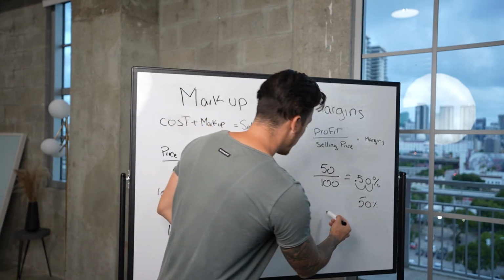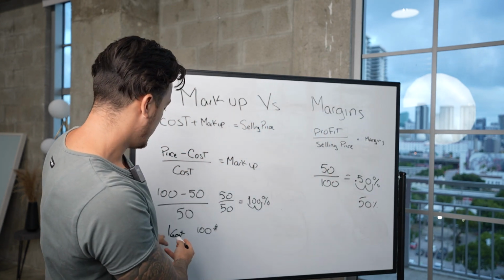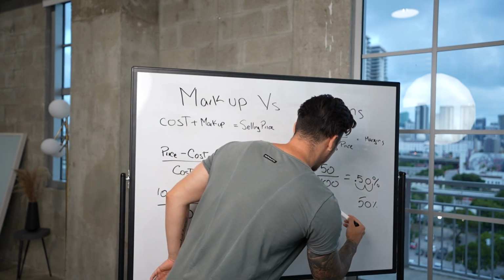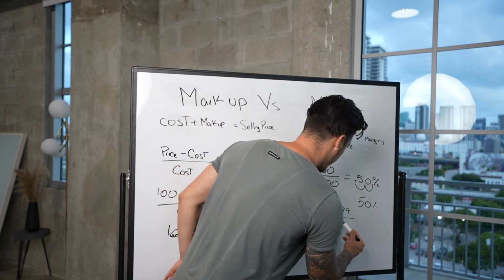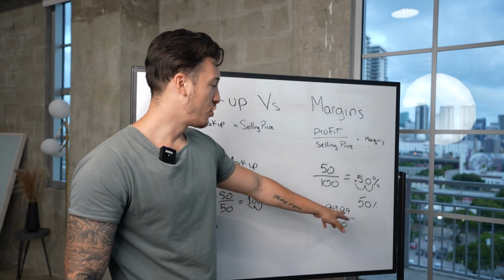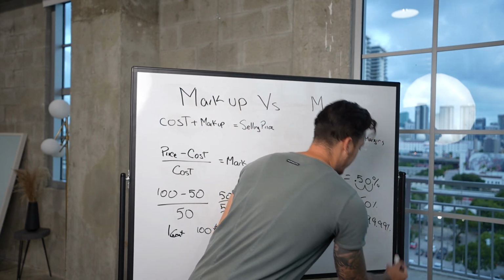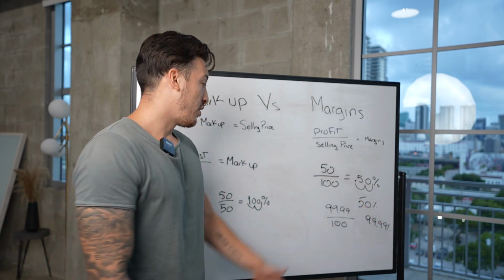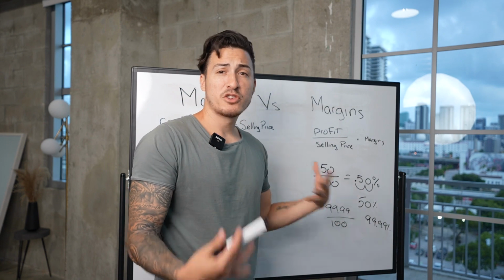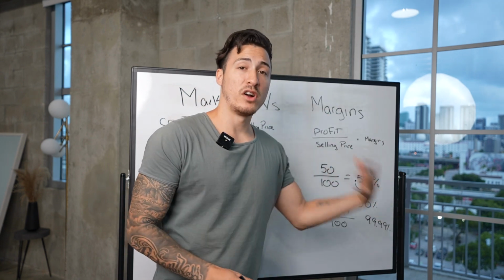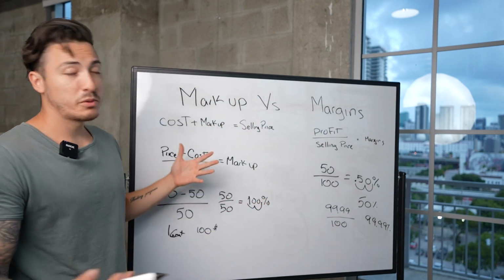Now, on the other hand, if you do it here, your profit is $99.99, and you sell it for $100. Your margins are 99.99%. You get it? So no matter how much you mark up, your margins will never be over 100%. Margins are always under 100%, and markup could be whatever you want.